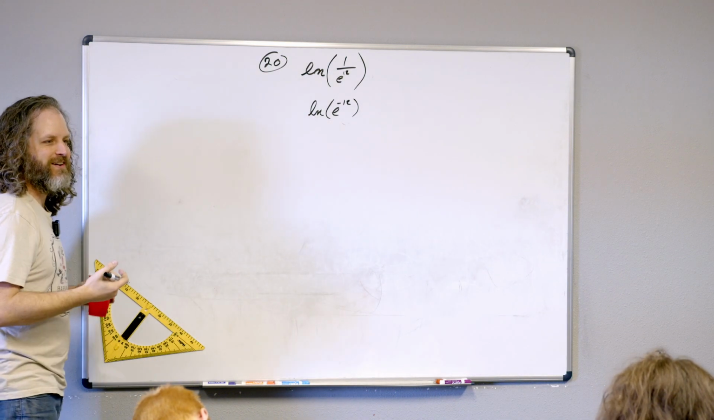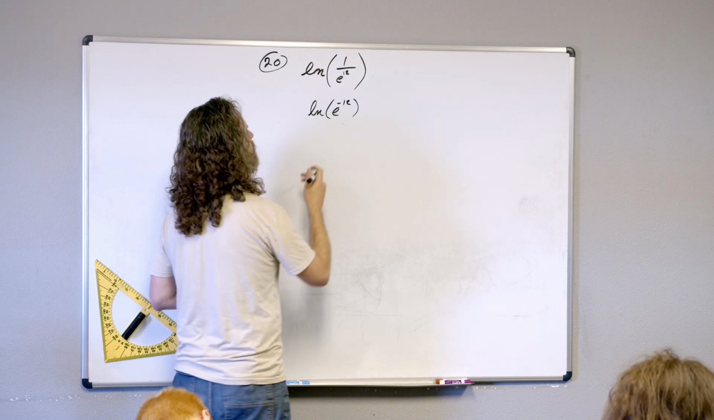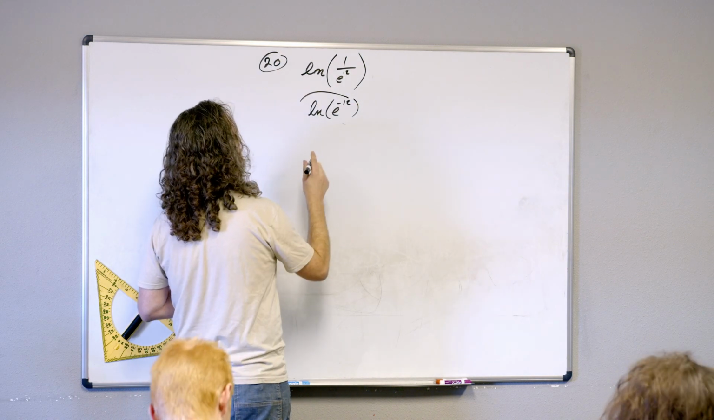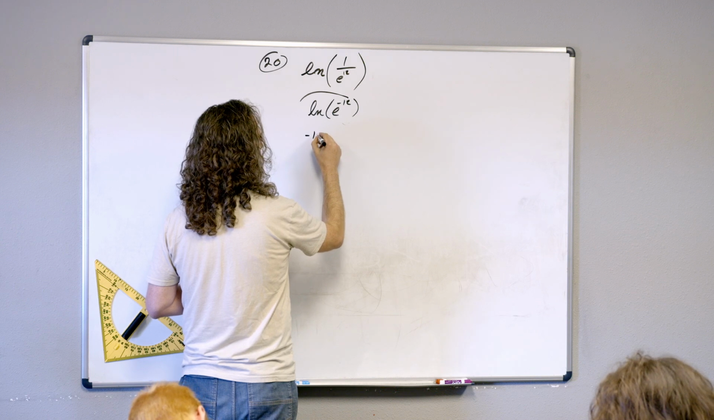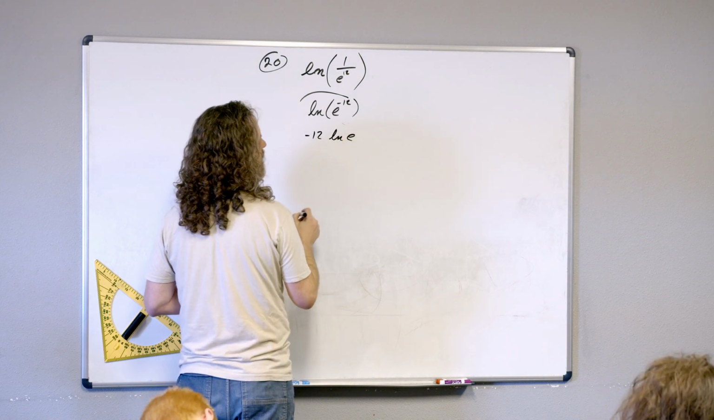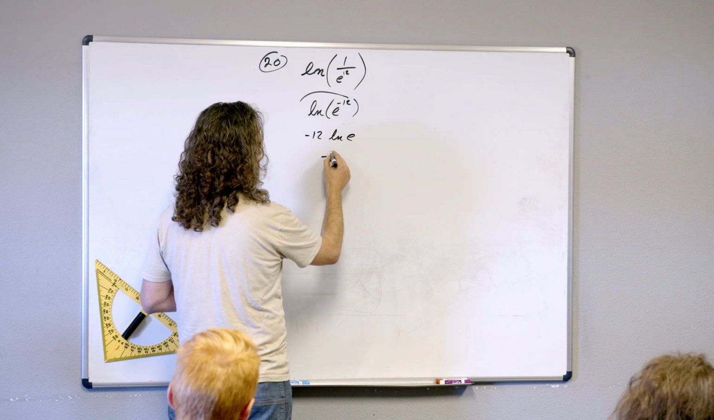Now what could we do? Cancel the e and the ln since those are both basic... Well, you've got to pull the negative 12 out to the front, but yes. So we've got negative 12 times the natural log of e, and that's 1, so the answer is negative 12.